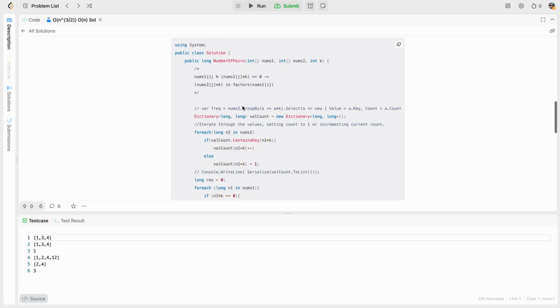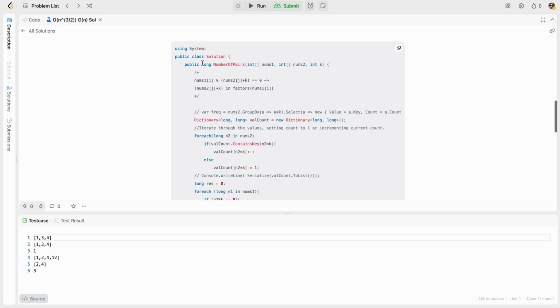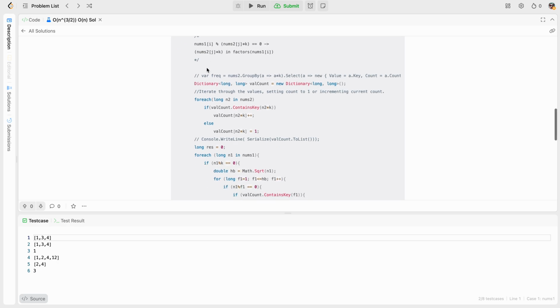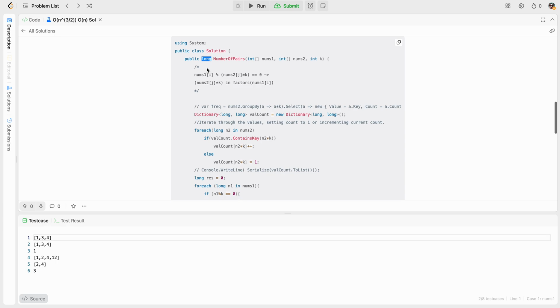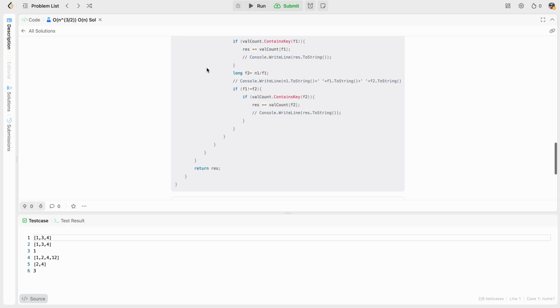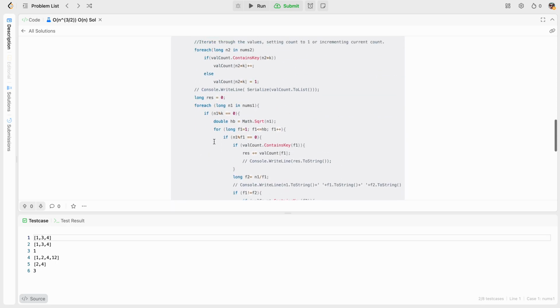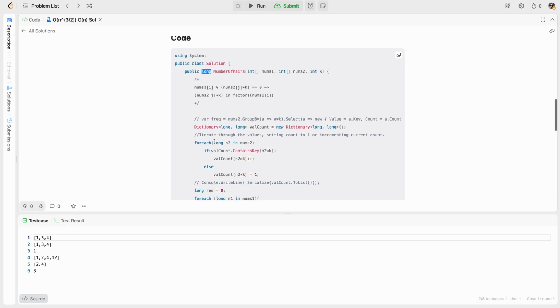And during implementation, we need to take note that we must use long instead of int for the data type, because if we use int, it will have an overflow issue since our input is more than 10 to the power of 5.